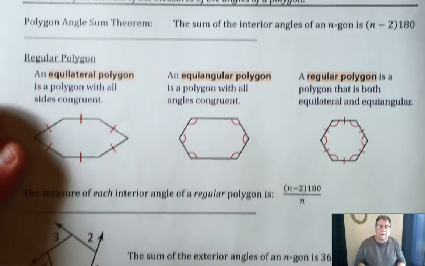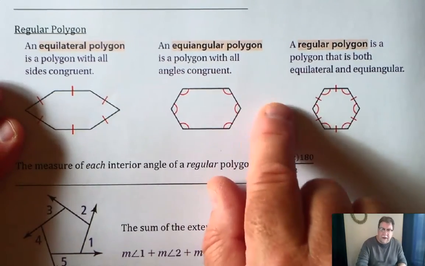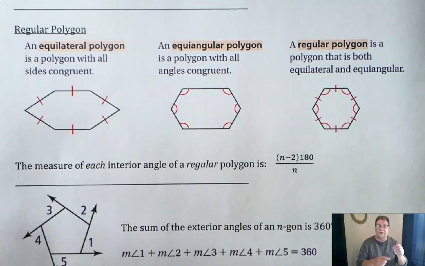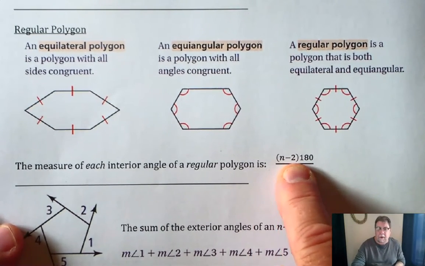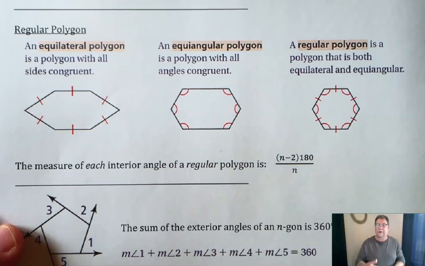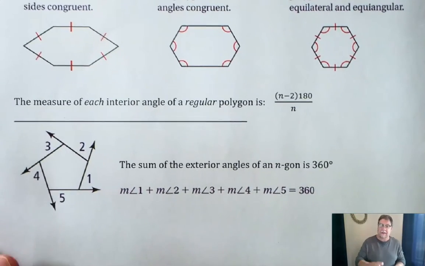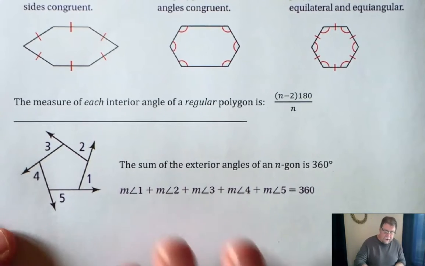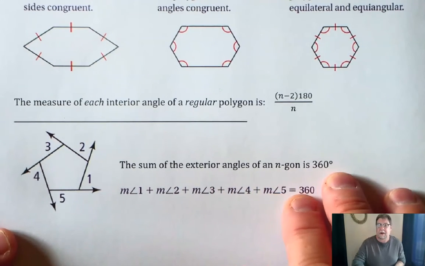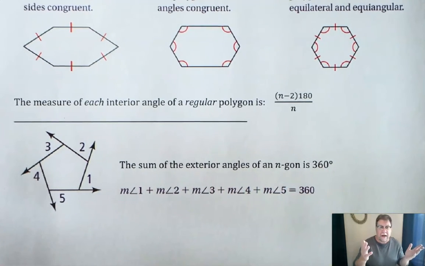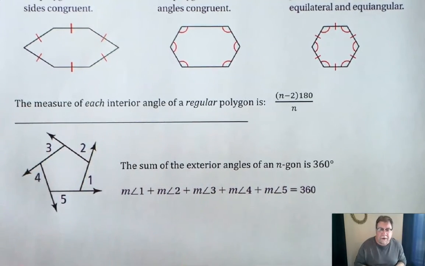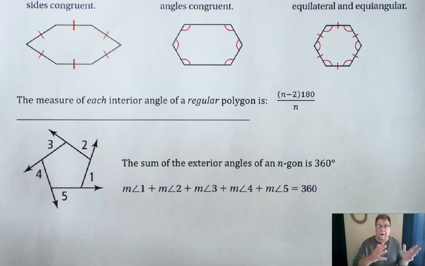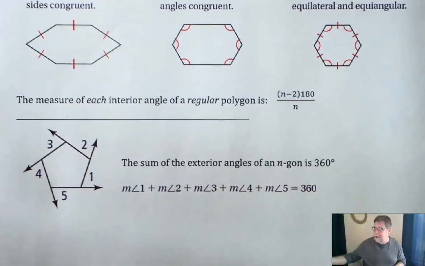So anyway, with regular polygons, every angle is the same measure. So if you want to find the measure of one interior angle of a regular polygon, you simply take the formula from earlier and divide it by the number of sides or number of angles that you have. And then the last thing we have is the exterior angles. Now that's a whole different ball game. The sum of the exterior angles of an n-gon is 360 degrees. Doesn't matter how many sides it has. You just add up every single exterior angle, it's always going to add up to 360 degrees, whether it's regular or not. That's kind of an easy one to think about.